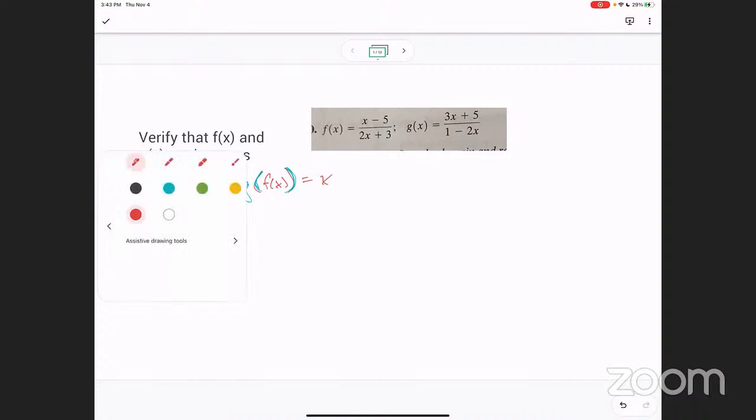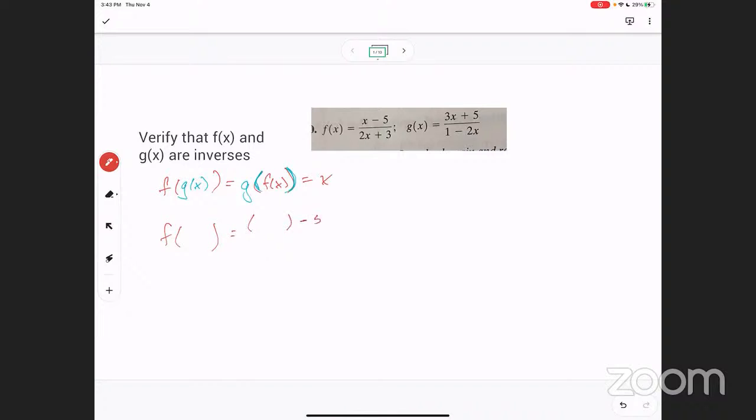So first I'm going to plug g of x into f of x. So I'm going to write f of x out. So f of g of x equals, every time I see an x, I'm going to leave it blank because I'm going to plug in g into there, right? So g of x, which is 3x plus 5 over 1 minus 2x, 3x plus 5 over 1 minus 2x. There's g of x. Okay, so I plugged it in, and now let's just simplify it.